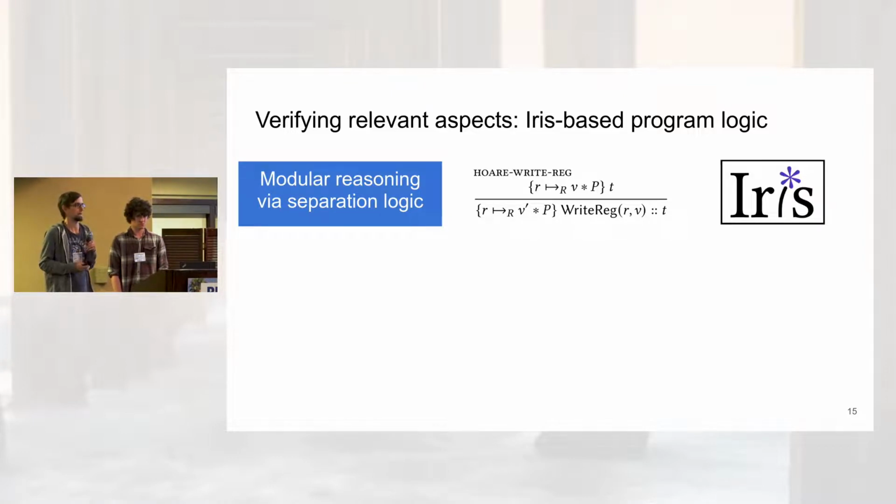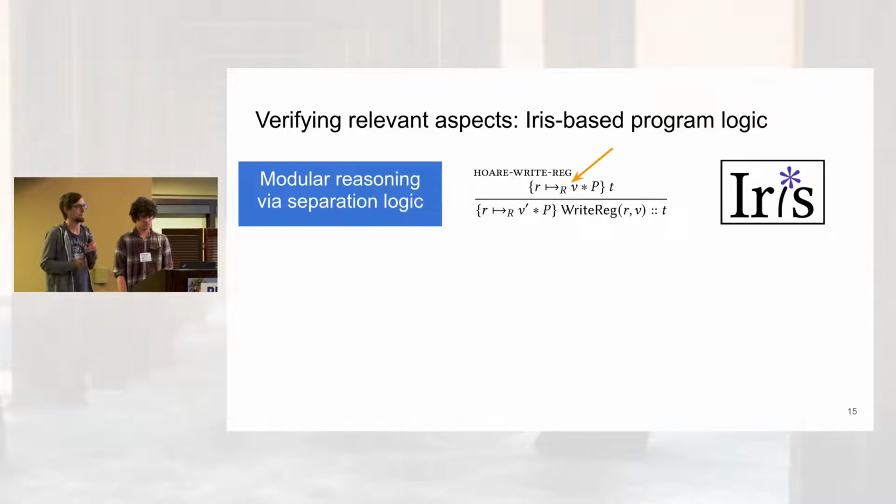And here I just want to quickly explain this rule for verifying a write reg micro instruction, which was part of this Isla trace. So here we can say we have the precondition that the register R points to the value v prime before the write reg. And thus, after we apply the rule, we know afterwards the register R contains the value v. But implicitly, through the use of separation logic, this tells us that the write reg also does not modify any other register. So we can get nice modular reasoning here.